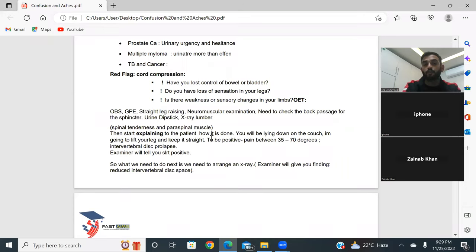Then start explaining to the patient how the straight leg raising test is done. Maybe he will say, okay, do that. It's not commonly done. And you need to say, okay, I will be doing the straight leg raising test. And if you are explaining it to the patient, I will be lifting your legs, and you need to explain that to the patient. Okay, if you need to perform that, you will say that.